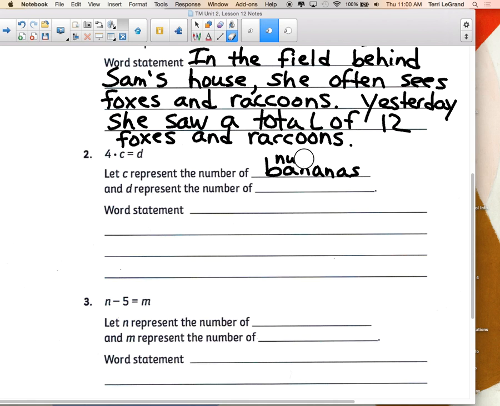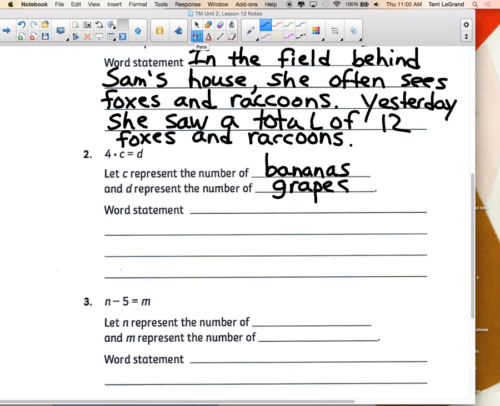Oh, they already have that there, that's right. If we were writing it, we would have to put the number of, sorry about that. Okay, and then the D is going to be the grapes. I'm so used to having to write out everything, and they've already done some of it for us. Okay, now let's do something with that equation and those number of bananas and number of grapes.